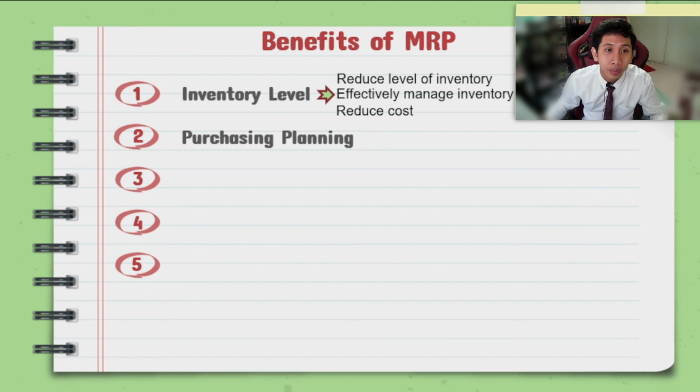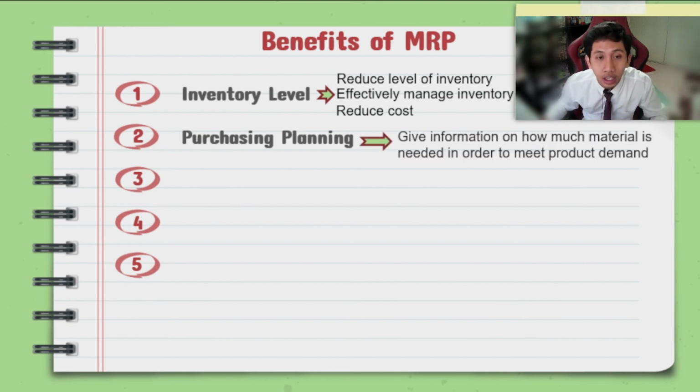The second one is purchasing planning. This portion of the software pertains to what inventory is needed in order to meet demand. Any information related to how much material is needed in order to meet product demand will help managers plan for any future facilities expansion. By planning your material and inventory based on your actual demand, you will know exactly the amount of material you need to store.